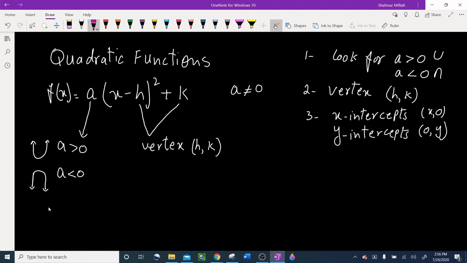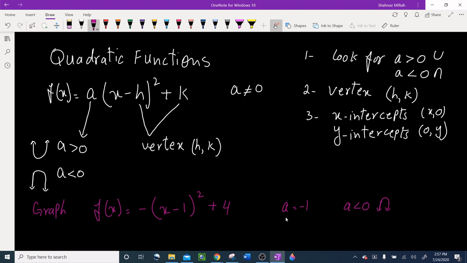Okay, so let's try an example using all that information that we just learned. This is example number 1. It says graph the quadratic function f(x) = -(x - 1)² + 4. If you pay attention up here, this is my k, this is my h. Now, what is a? It's right here, which is an invisible 1. So a is equal to -1, and we know a is less than 0, which means my parabola is going to be concave down.